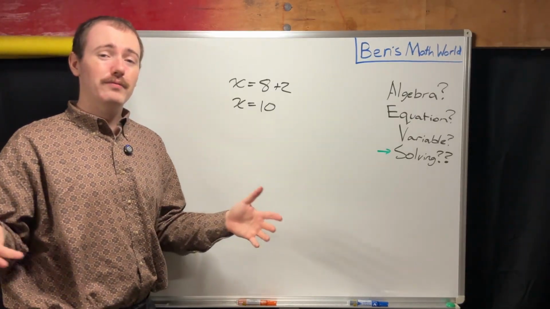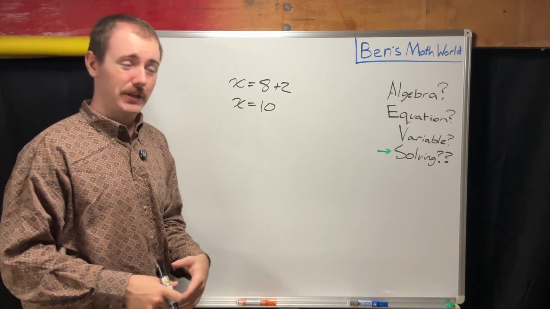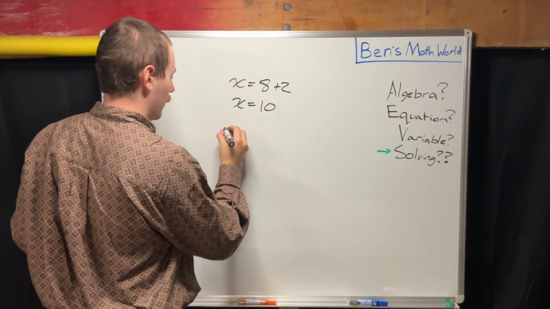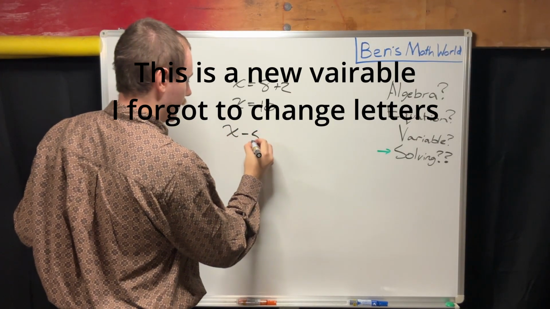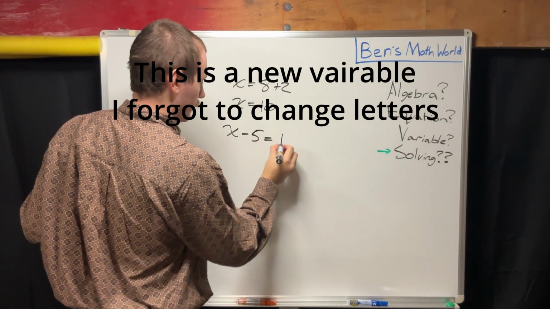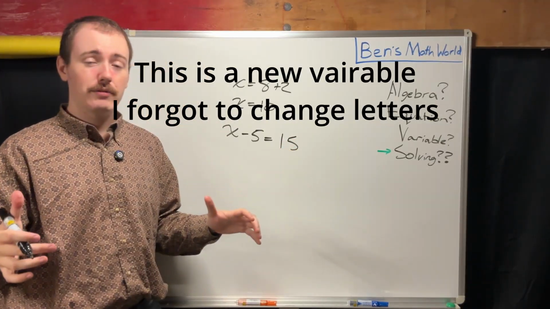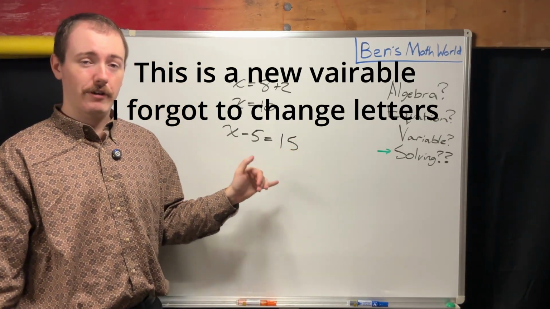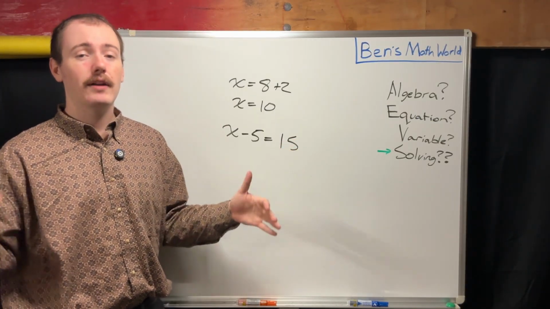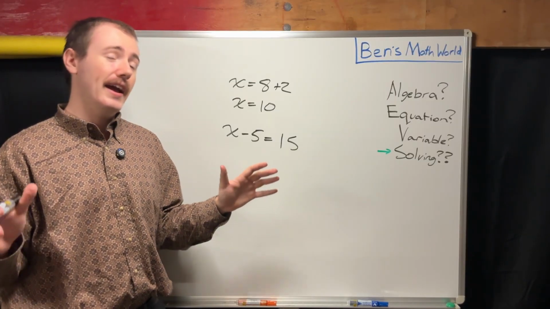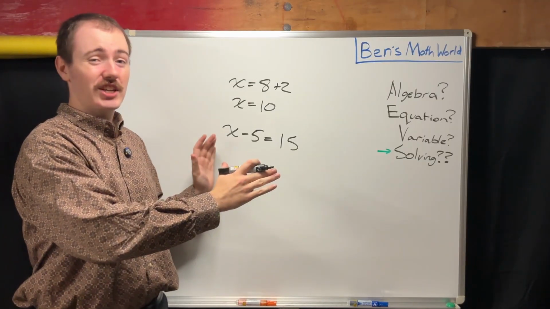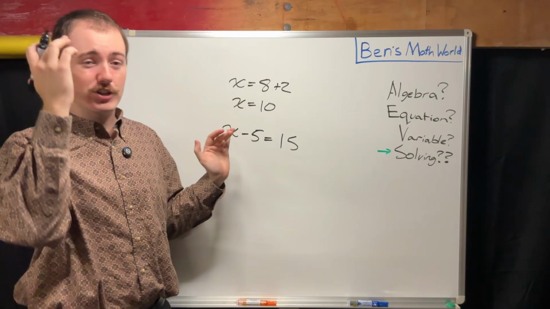So let's try one where things are a little more complicated. Let's do x take 5 is equal to 15. Now, some of you smart kids out there can probably already figure out what x is in your head, but we're going to show you how to get an A by showing the teacher that you know how to do this and that you're not just cheating.